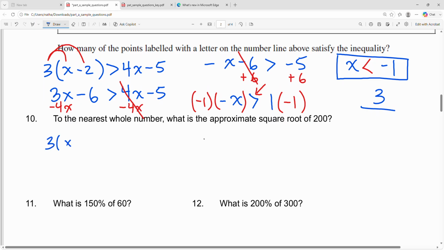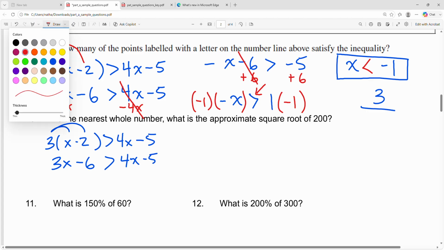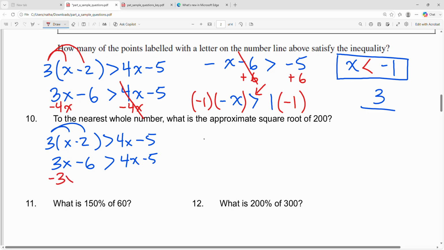3 times x minus 2 is greater than 4x minus 5. We distribute, so we get 3x minus 6, and we still have our 4x minus 5. This time, I am going to subtract my 3x first.